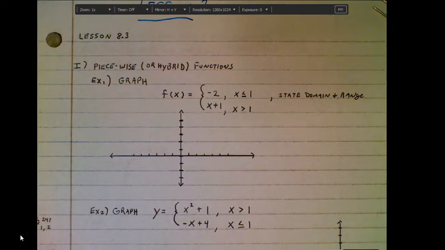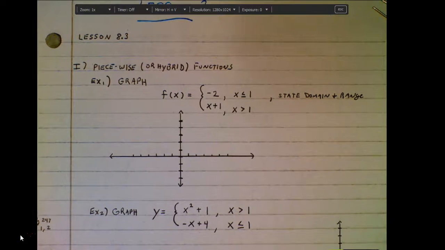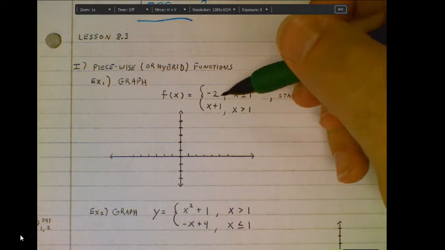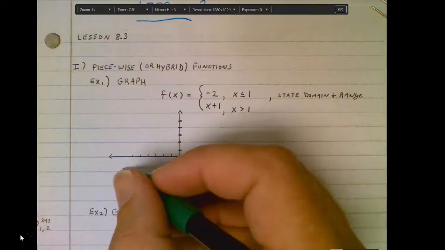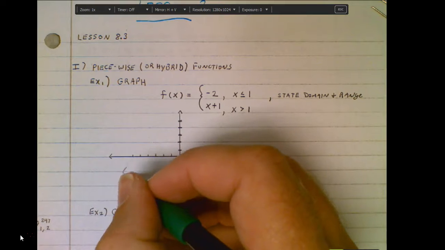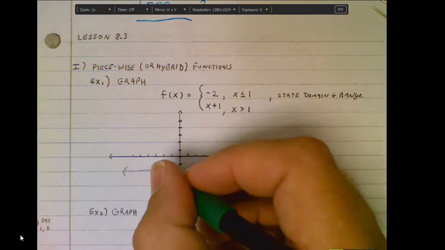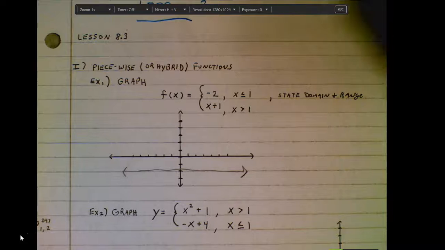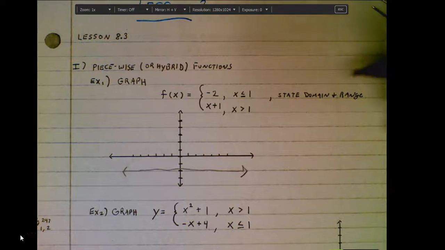So for these guys, I like to start the graph in pencil. And you'll see why here in just a minute. But if we were to take the graph of just y equals -2, and we were to graph that, we would get a graph that looks like this. So this right here is the graph for y equals -2. It's just a horizontal line through -2 on the y-axis.